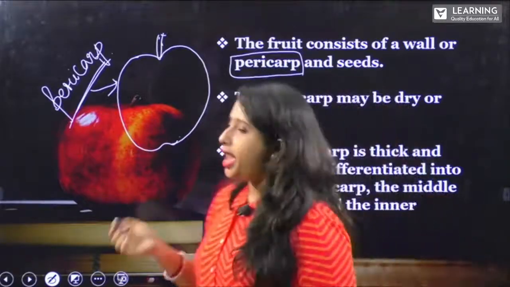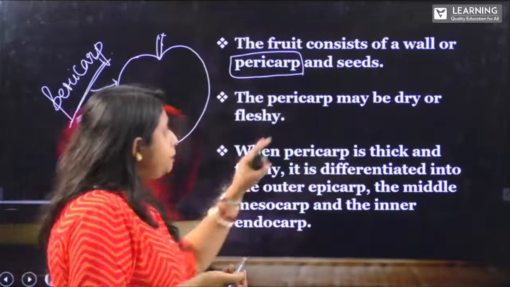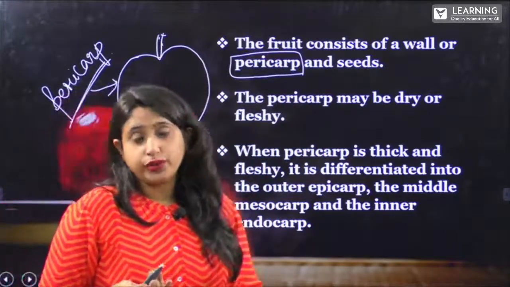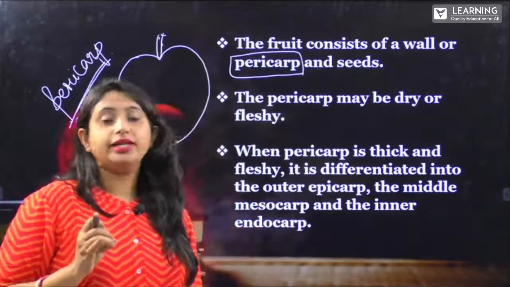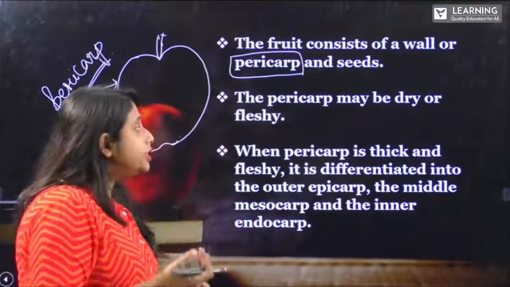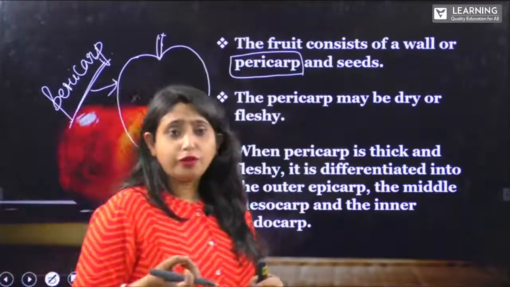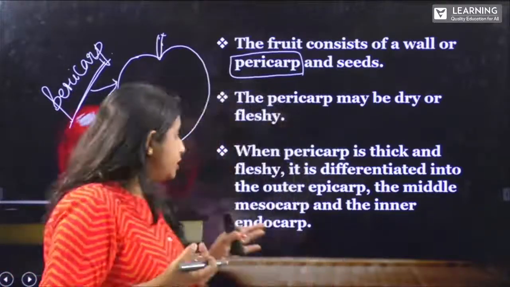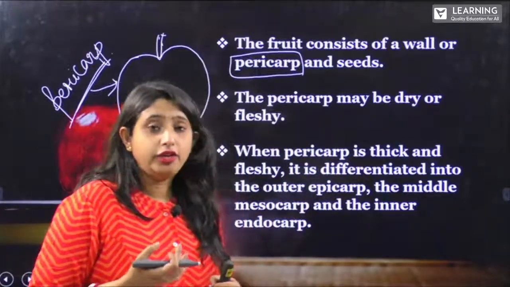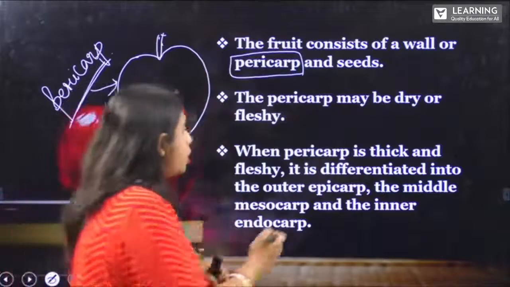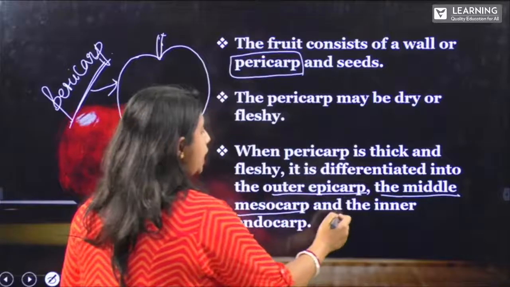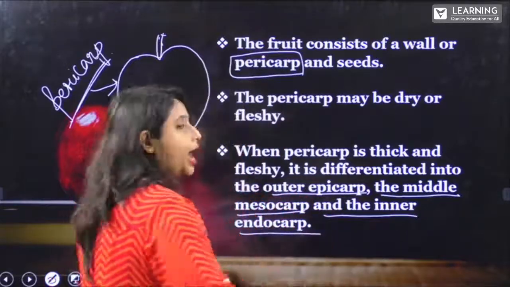All right, and the pericarp may be dry or fleshy. In case of some fruits, the pericarp is dry. In case of your almonds, the pericarp is dry, right? Whereas in case of your mango, it will be fleshy. Again, this pericarp is thick and fleshy and is differentiated into three parts: your outer epicarp, the middle mesocarp, and the inner endocarp.